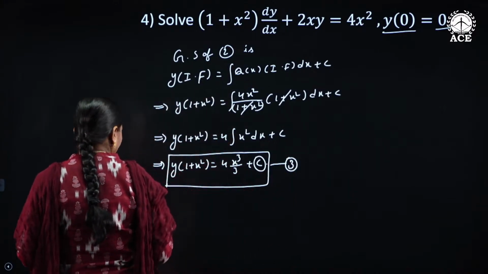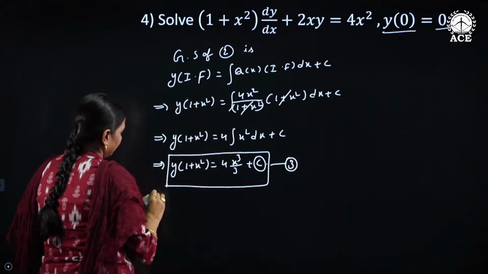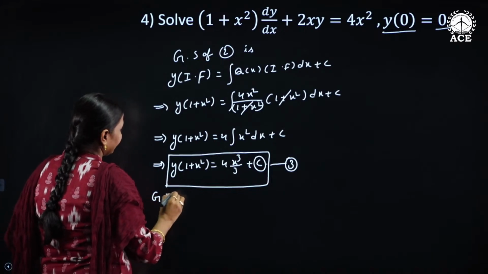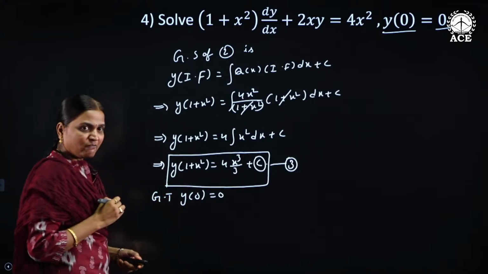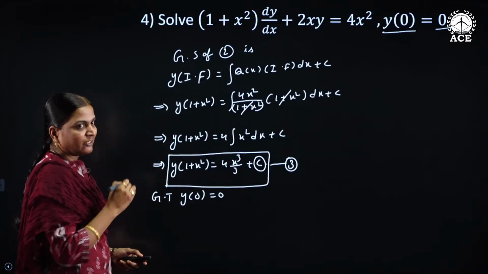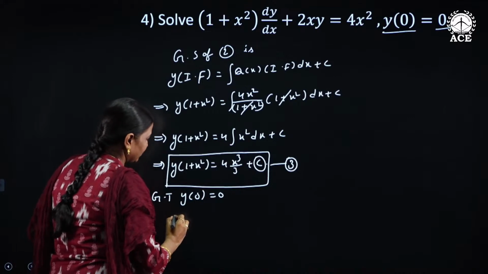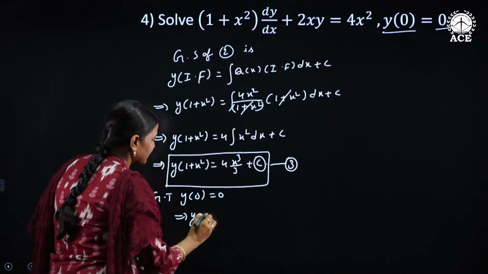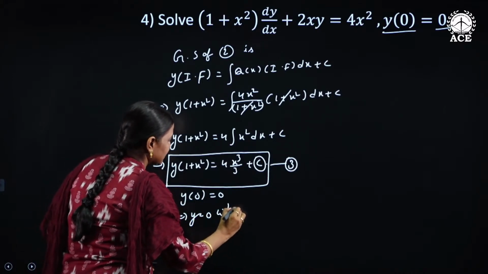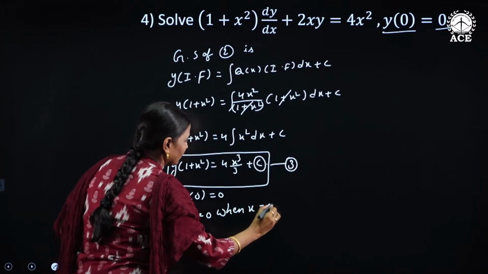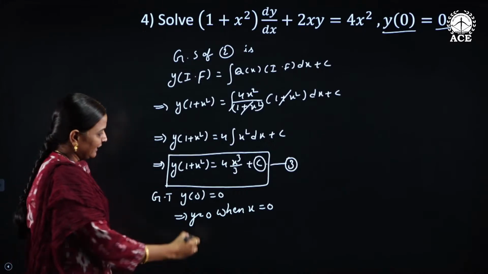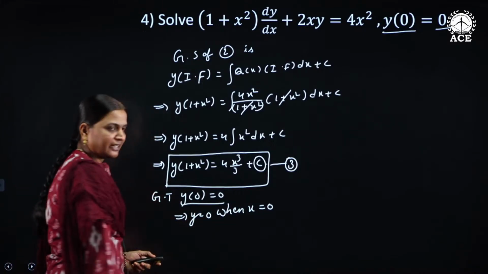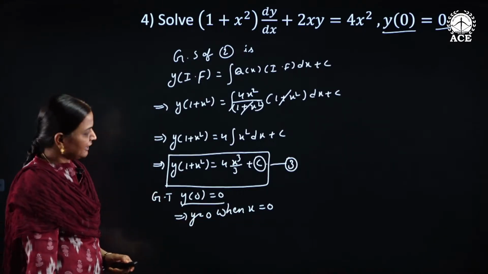To find the particular solution, first write the given condition: y of 0 equal to 0. What is the meaning of this? The y value is 0 when x is equal to 0. That is the meaning of the given initial condition. That condition is called the initial condition.